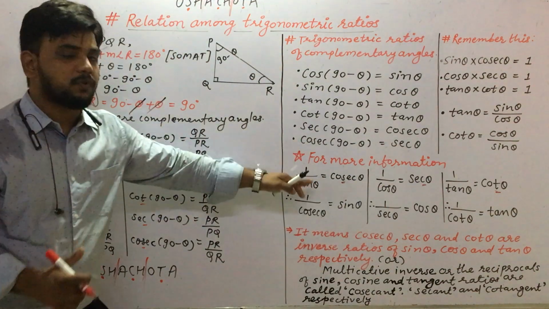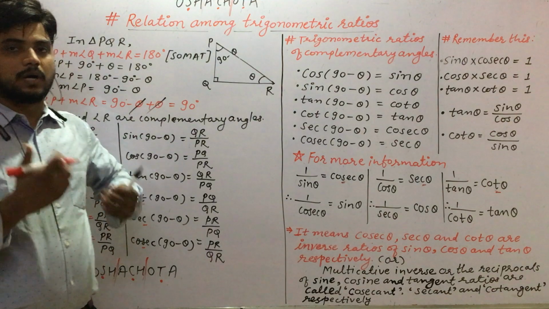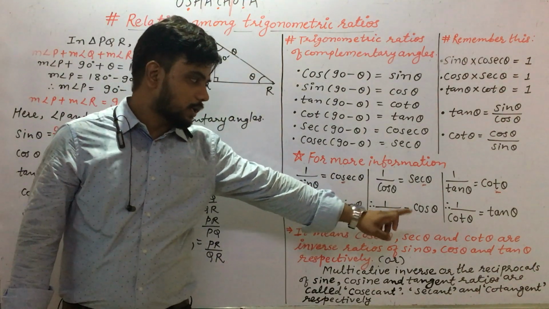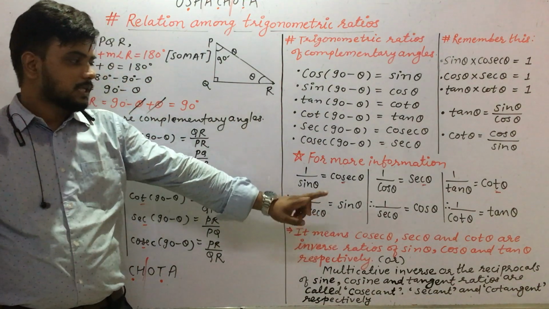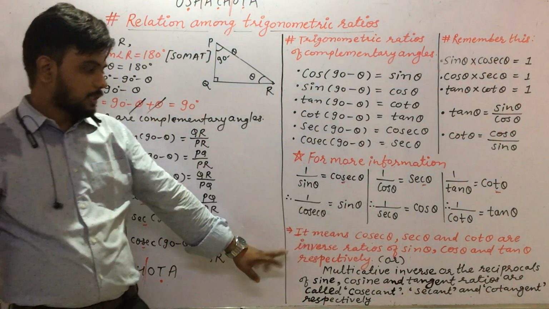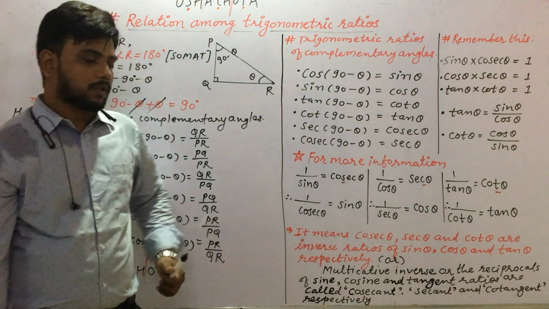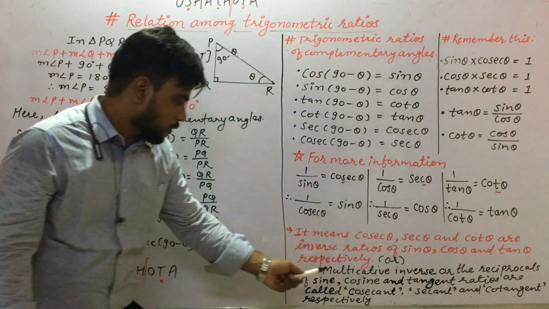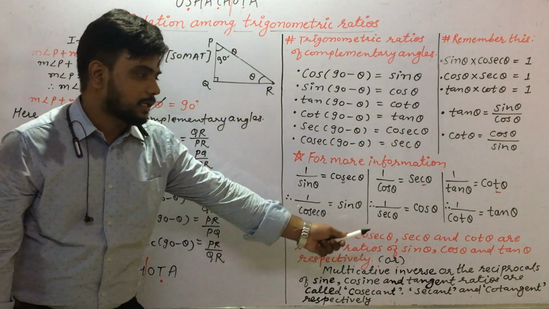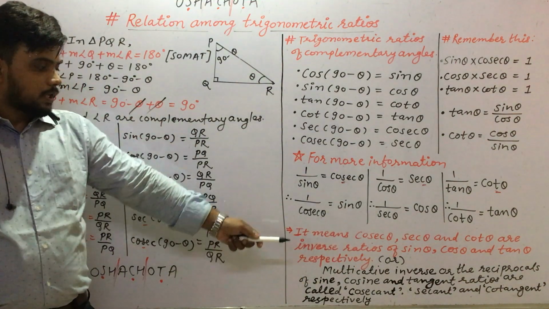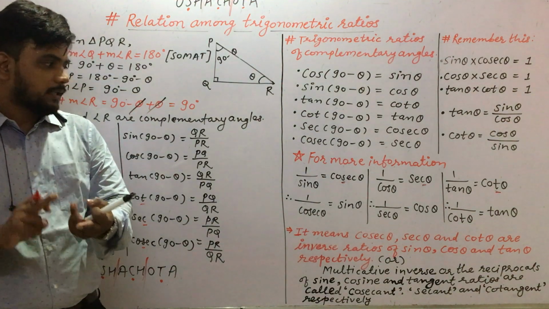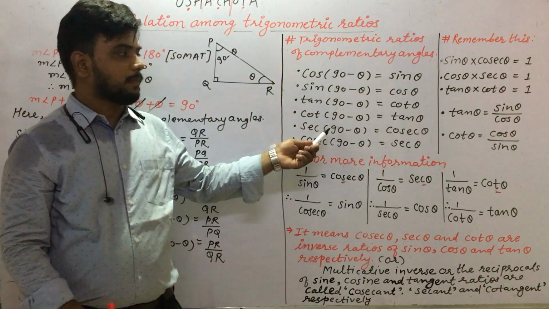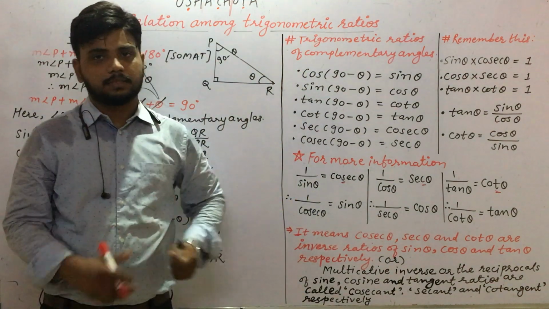And if we want to conclude this for ourselves, how can we conclude? It means cosec theta, sec theta and cot theta are inverse ratios of sin theta, cos theta and tan theta respectively. Other way around, we can say the multiplicative inverse or the reciprocals of sine, cosine and tangent ratios are called cosecant, secant and cotangent respectively, right? So that's how we can remember these complementary angles and the reciprocals.